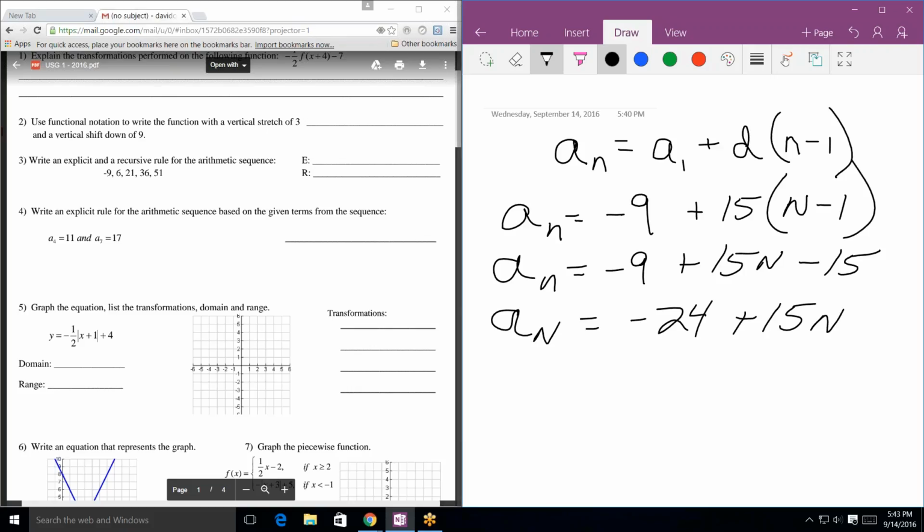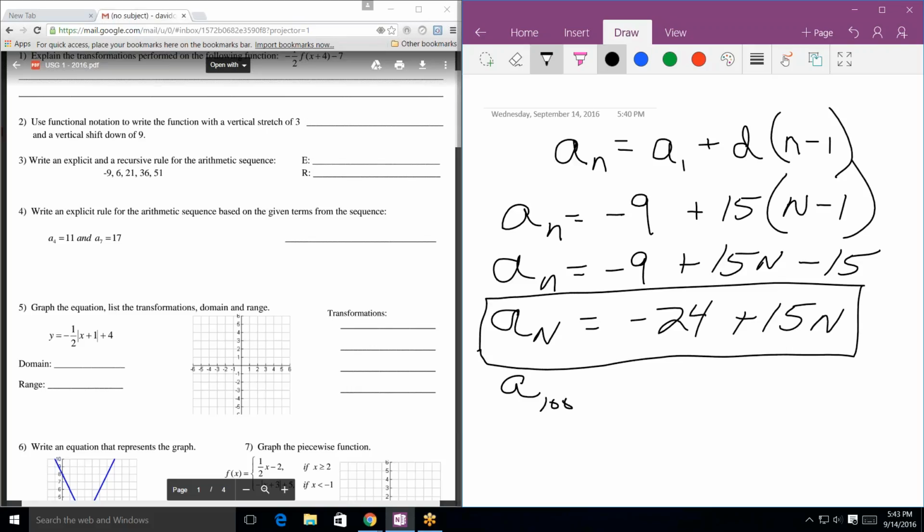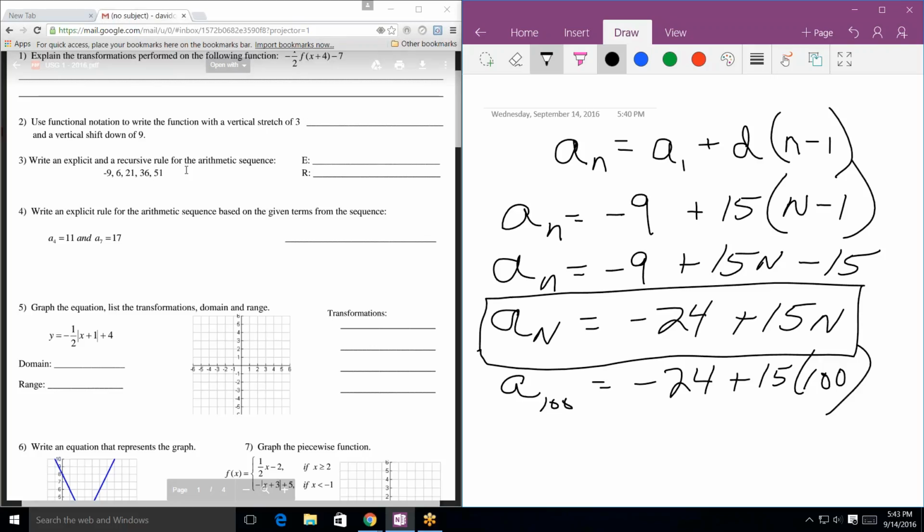So if I wanted to know the 100th term, I would just plug in 100 for n. So that a sub 100 would be minus 24 plus 15 times 100. There's your 100th term of that sequence. In other words, if I didn't want to sit there and count it out 100 times, adding 15 each time, I could figure out what it is based on that formula right there. Okay? Okay.